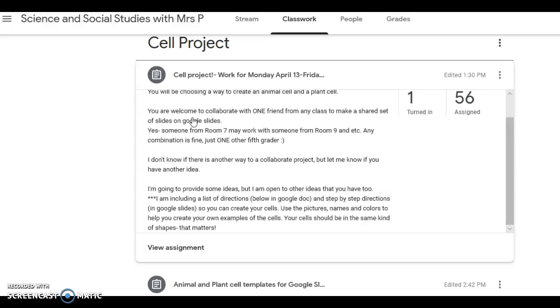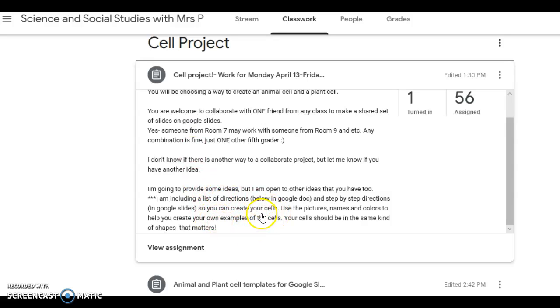Social distancing, of course. So if you want to work with somebody else, I don't mind if someone from room 7 works with someone from room 9, and someone from room 9 works with someone from room 6. You get the picture. Just let me know who you want to work with. I think that would be great. But you can always just work by yourself too.